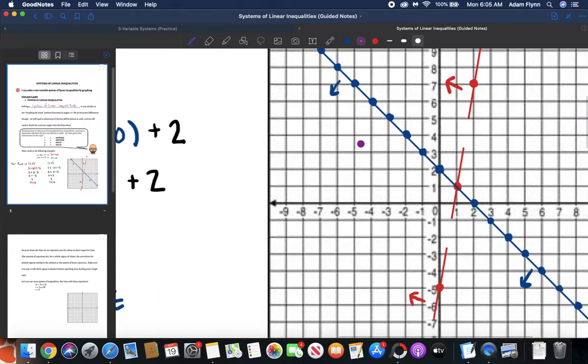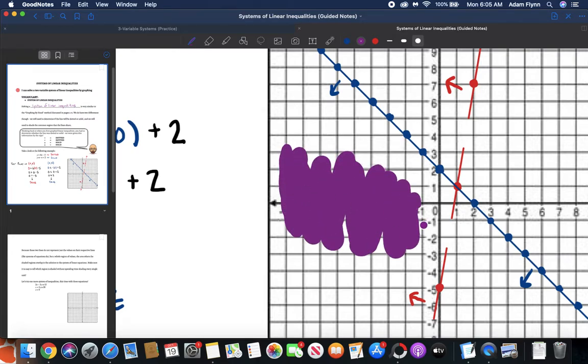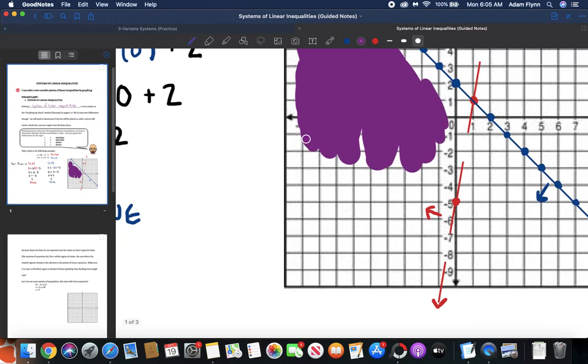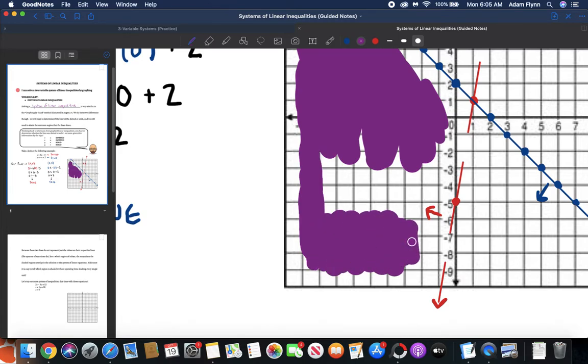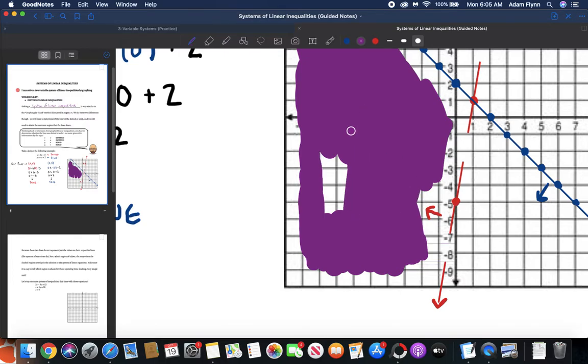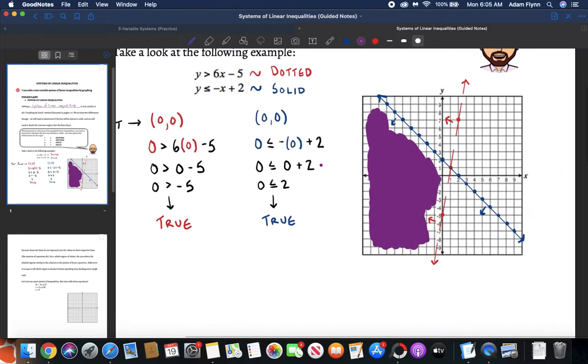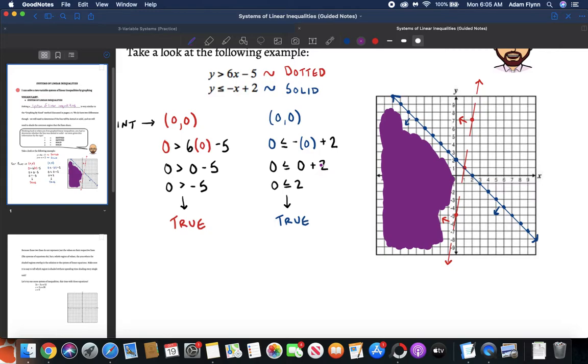Let's zoom in a little bit. Okay, and you don't need to spend a whole lot of time shading, just so we get the point. There are some students who like to shade every single box, and it's a little bit of a waste of time. Fill that in right there, and we are all set. Okay, so that is our shaded region. That is going to make this system of inequalities true. Okay, so that's what I would be looking for.